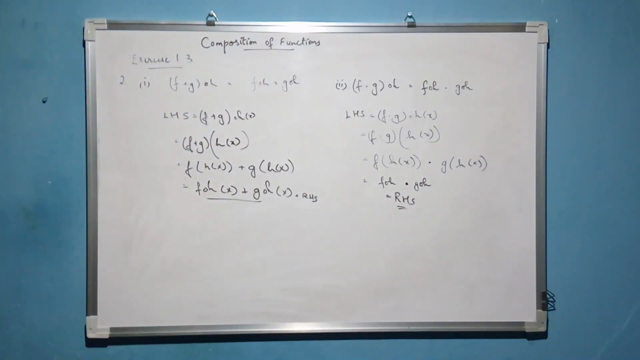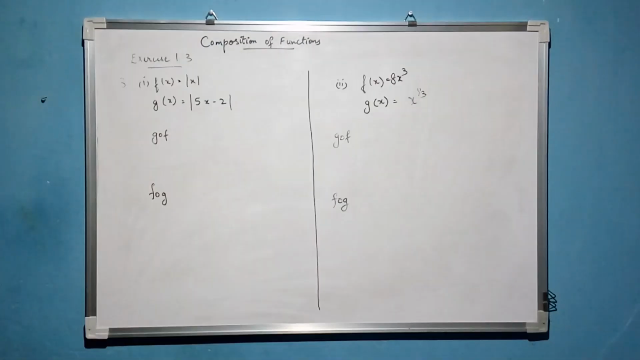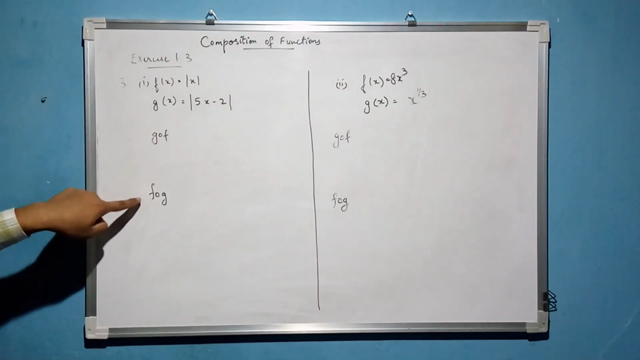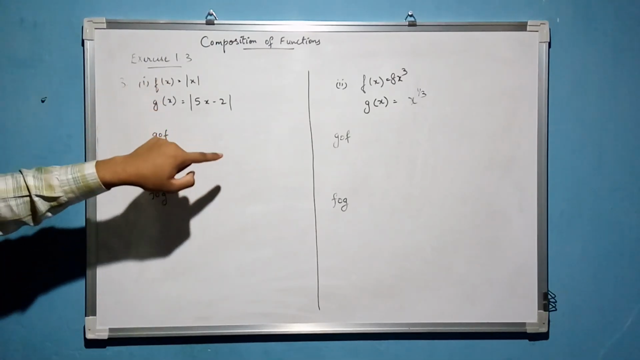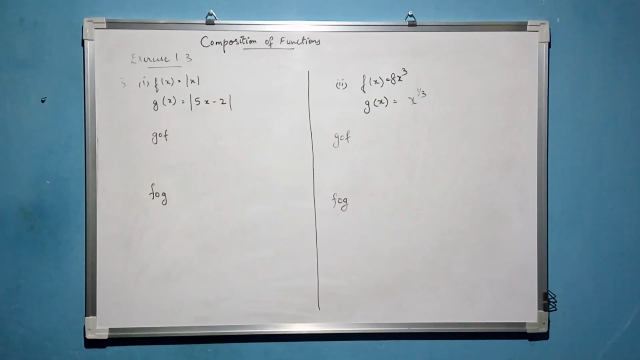Now we'll go to the third question. Now we have with us the third question of the exercise 1.3. We have two subdivisions here given. So the question is to find g∘f and f∘g in both the cases. f of x and g of x is given in both the cases. So this is very simple.